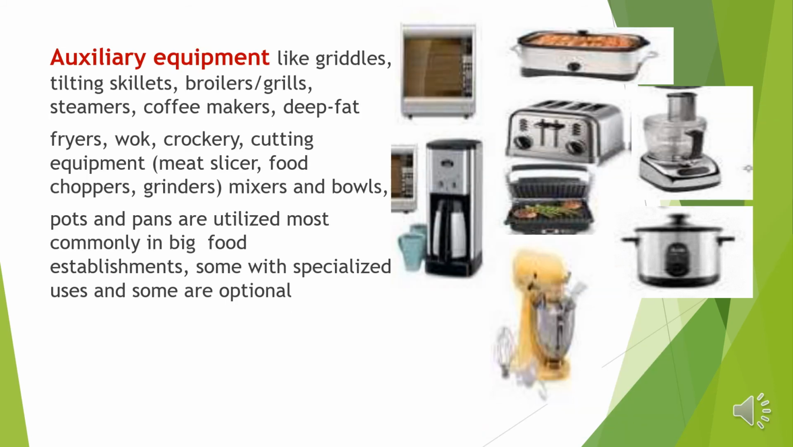Now let's go to auxiliary equipment, like griddles, tilting skillets, broilers, grills, steamers, coffee makers, deep fat fryers, wok, crockery, cutting equipment or meat slicer, food choppers, grinders, mixers and bowls, pots and pans. These are utilized most commonly in big food establishments, some with specialized uses and some are optional.